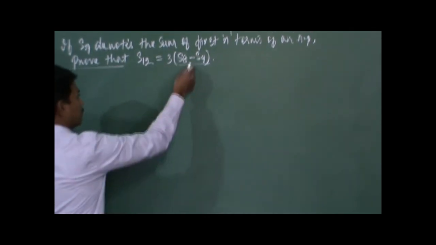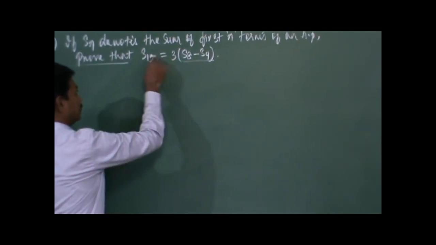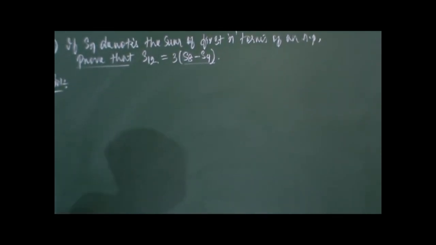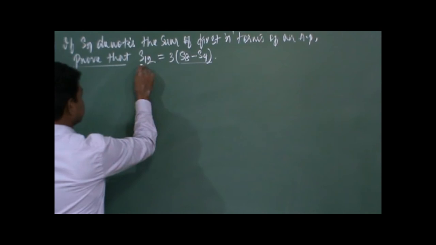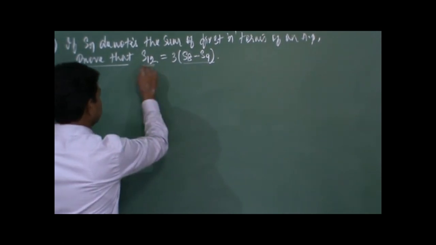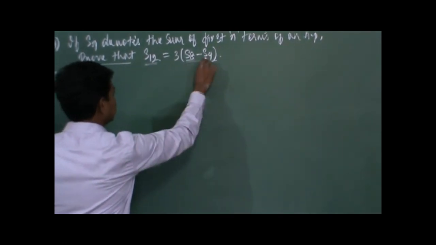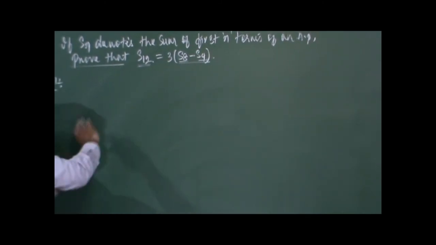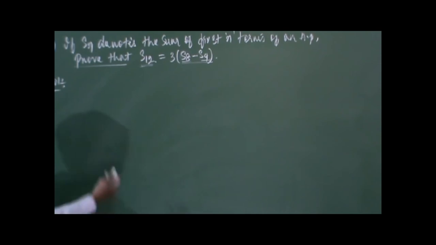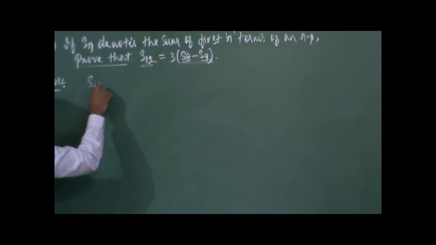When you do S8 minus S4 and multiply that by 3, that will be equal to the sum of first 12 terms of the AP. So you have to prove this. So let us define S12, then define S8, then define S4, then we will prove that LHS is equal to RHS. That's the best way.